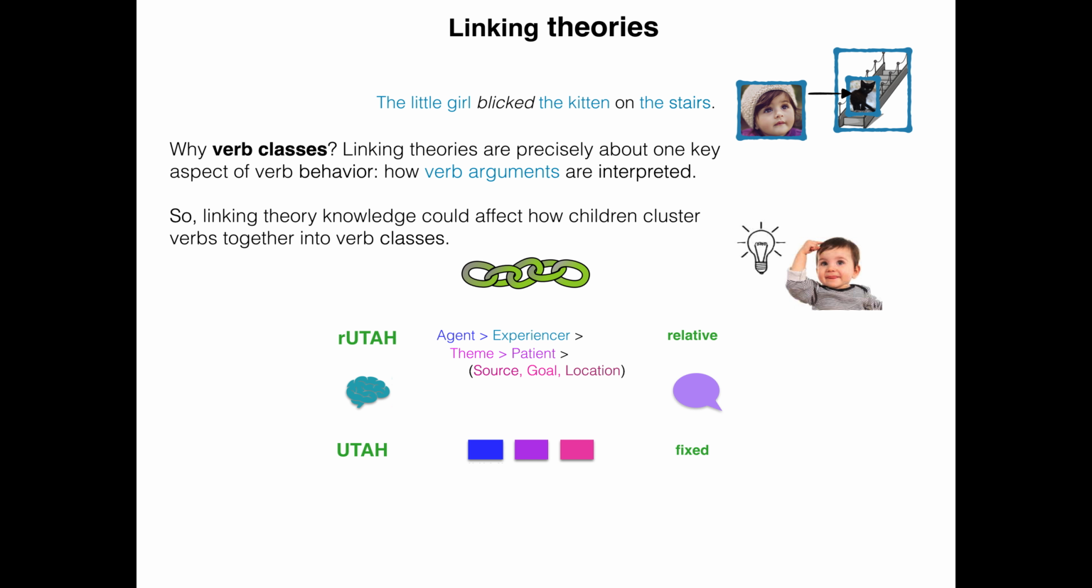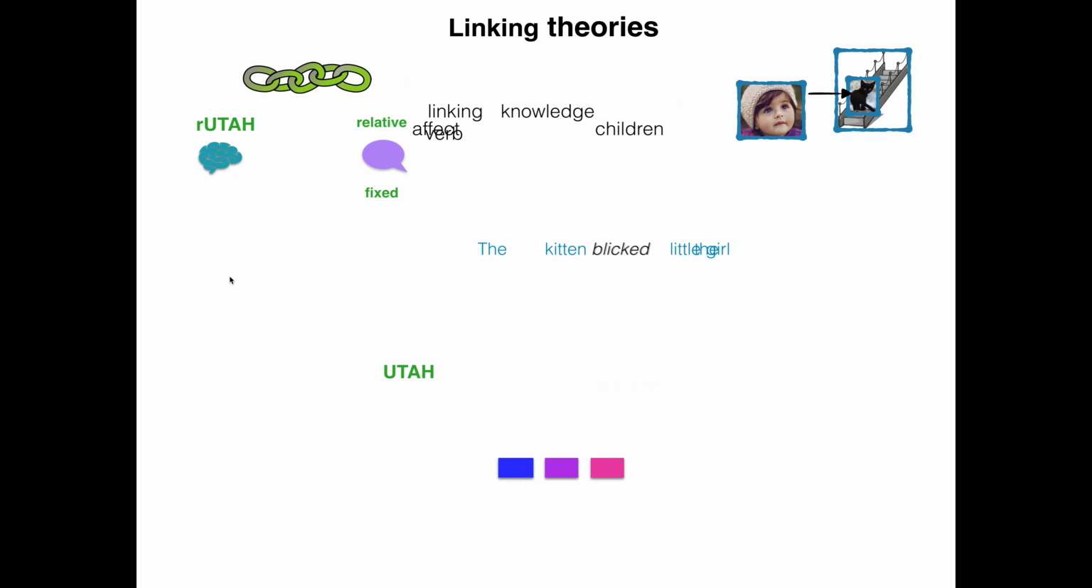Think about it this way: linking theories, this link between the event participant roles and the syntactic positions, are precisely about one very key aspect of verb behavior, which is how these verb arguments are interpreted, right? Why is the little girl the one doing and the cat being done to and the location on the stairs, right? These verb arguments are being interpreted because of their syntactic position. So linking theory knowledge could really affect how children choose to cluster verbs together into these verb classes.